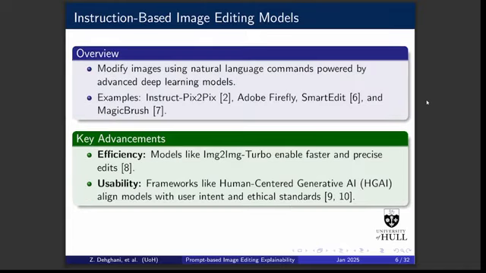Instruction-based image editing models have emerged as powerful tools for modifying images through natural language commands. Some examples of these models are InstructPix2Pix, Adobe Firefly, SmartEdit, and MagicBrush. These models leverage advanced deep learning frameworks to enable precise and intuitive edits. Key advancements in this field include improvements in efficiency, with models like img2img-turbo allowing faster and more accurate edits. Frameworks like human-centered generative AI align models with user intent and ethical standards.